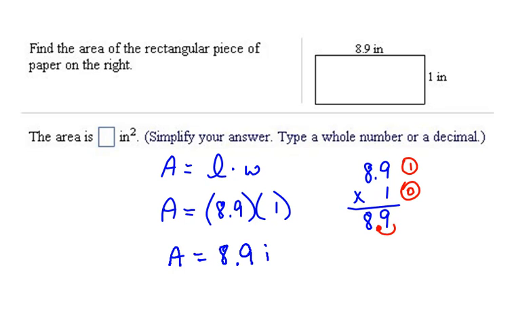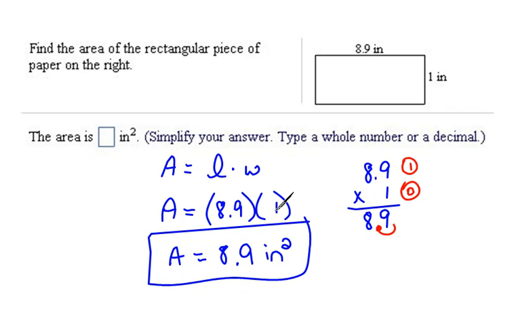8.9 square inches. Now another way we could have looked at that is we could have said anything times 1 is itself. So 8.9 times 1 is 8.9. Area is always in square units because we're multiplying inches times inches, which is inches squared.